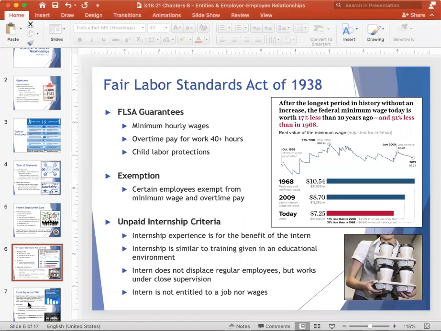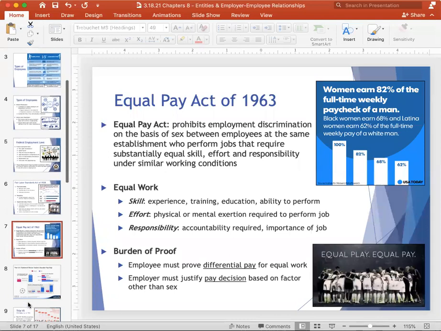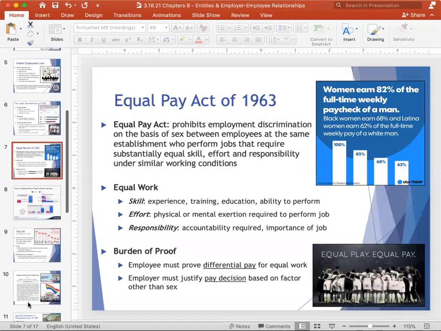Let's go to our next federal law, which is the Equal Pay Act of 1963. I ordered these in chronological order so we can kind of see how the law has evolved over time. Now, the EPA, so the Equal Pay Act, is actually part of the Fair Labor Standards Act. It's part of its amendment.